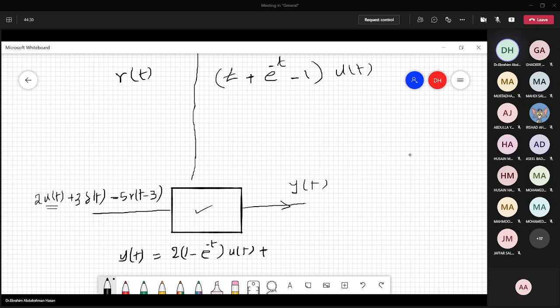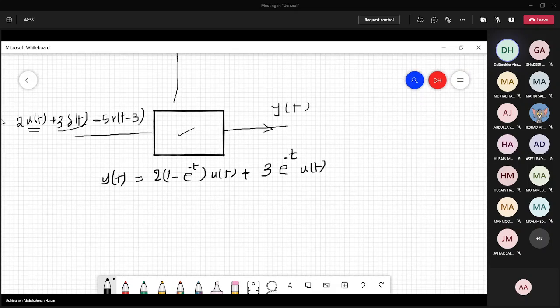Okay, from the input, find the derivative. So we know what the output is now when the input is equal to delta. So then it is 3 multiplied by the output when the input is equal to delta, which is e to the power of minus t multiplied by u of t. And we scale it by 3, so it's multiplied by 3.